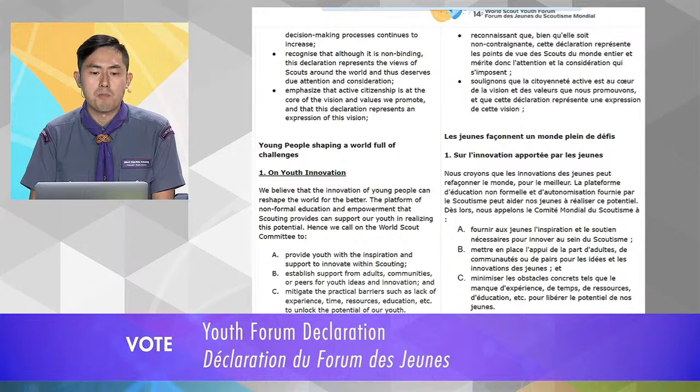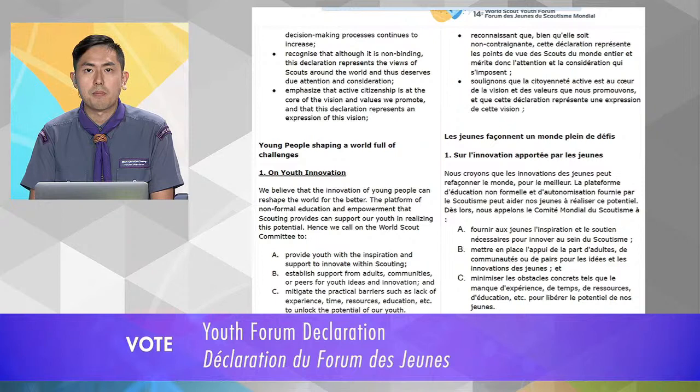I will now put paragraph number 1 on youth innovations to a vote. May I ask all the head of delegations to proceed to the e-voting system for vote. I also have the confirmation that the e-voting system is ready to vote.